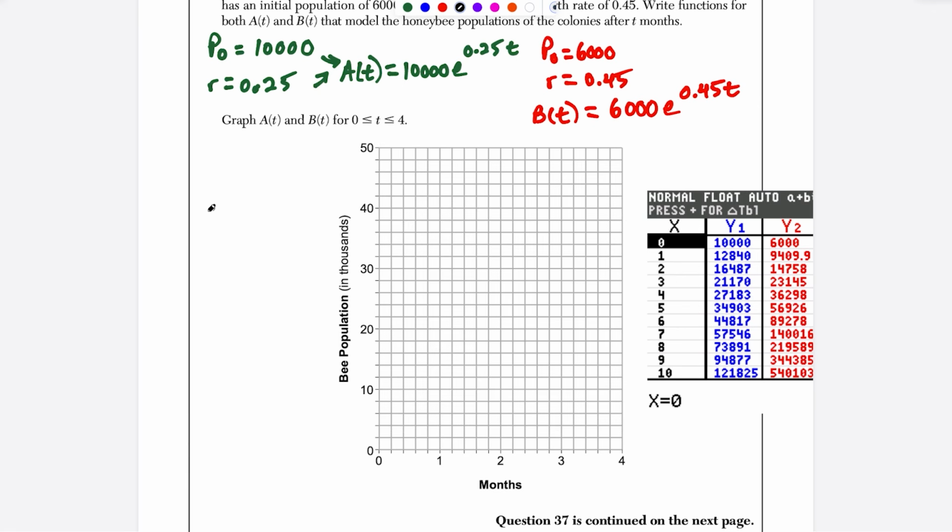So now we could plot these points, but one thing to be careful of, if we look at the graph over here, notice the y-axis is the bee population in thousands. So what I'm thinking of before I graph anything is I take a y value, let's say this y value of 10,000. And if the y values are in thousands, we have to divide each of these by 1,000.